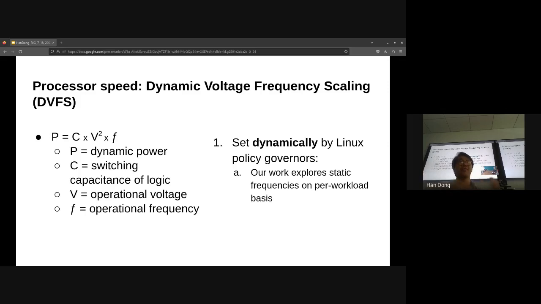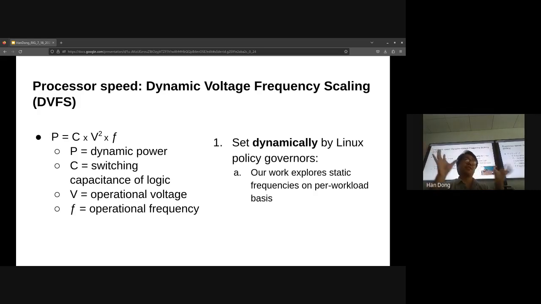But at the same time, when you're doing that, you're also increasing the amount of time it takes to execute instructions, right? Because your clock speed is going slower now. And currently, that itself is also being set by the Linux policy governors in some dynamic way. Our work is to explore this from a very simple perspective, where we disable these dynamic algorithms, and we try to see if there is a way we can set this at a broader granularity, or something that's better than what's available right now, to get energy savings.